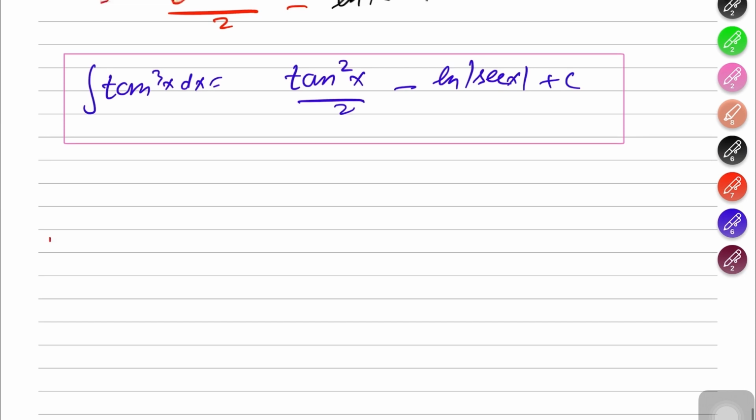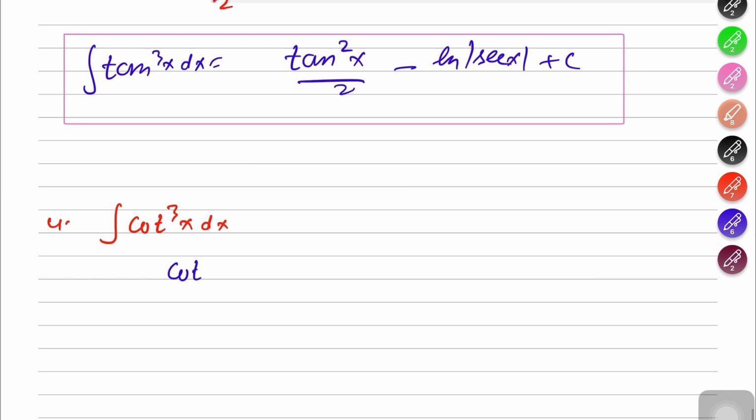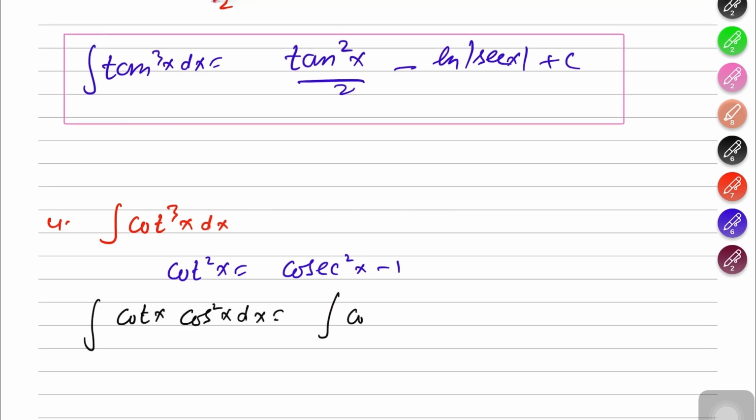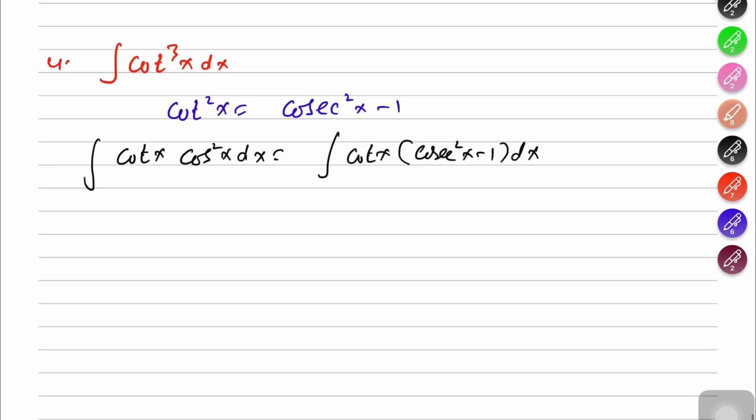Now let's talk about the integration of this, it is simple. So we'll take first the integral of cot cube x dx. Here also we can use the trigonometric identity that cot square x is equal to cosec square x minus 1. So here we'll say cot x times cot square x, which will be cot x times (cosec square x minus 1) dx. So it will be split like this: integral of cot x cosec square x dx minus integral of cot x dx.